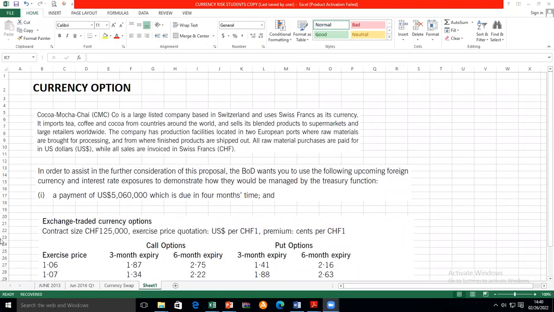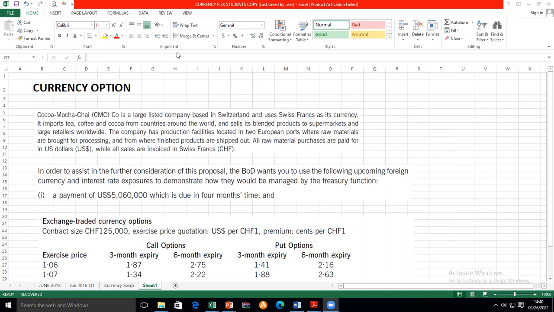Welcome to our session for today, and we are looking at the best currency option. We want to practice a currency option here. Okay, let's practice a currency option. Now, the question that I put in front of you is a question that we are familiar with. We tackled some part of the question.